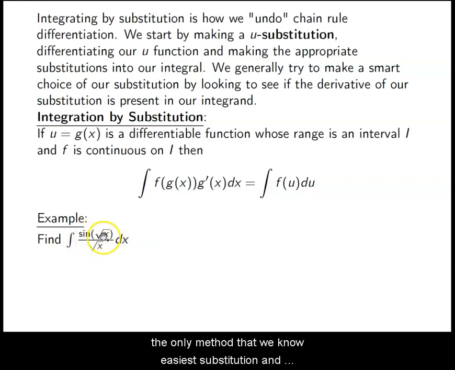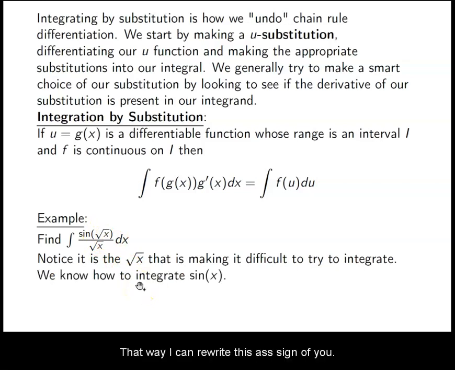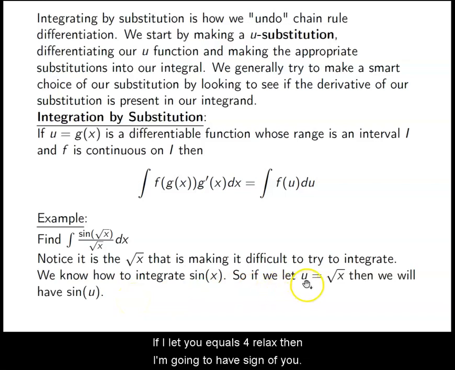Easiest substitution is say, well, if this was sine of x, this would be a lot easier to deal with. So that's probably what I should use for my substitution. I'm going to say square root of x should be u. That way I can rewrite this as sine of u, right? So if I let u equal square root x, then I'm going to have sine of u. Well, what about this square root of x here? Well, I'll have sine of u over u.